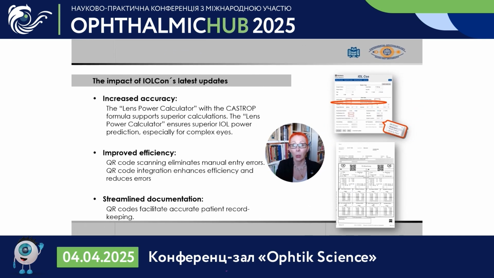By using IOLCON, the lens power calculator, and the latest implementation of QR codes, you will benefit from increased accuracy. The lens power calculator with the Castro formula supports superior calculation. It ensures superior IOL power prediction, especially for complex eyes. You will also benefit from improved efficiency. Scanning the QR code eliminates manual entry errors, so the QR code integration enhances efficiency and reduces human errors.